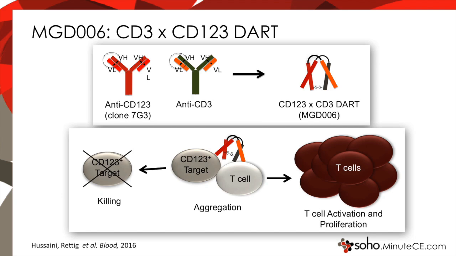This is just a cartoon of how we actually put this bispecific agent together. And we put the 123 scFv regions together with the CD3 scFvs, making a dual affinity agent called a dual affinity retargeting agent. And if it works, what we should see is that this will physically induce the interaction of a T cell with a CD123 AML target. The second thing that will happen on the right part of this slide is that the T cells will be activated and will expand. And then finally, on the left side of this slide, the targets will be killed by the T cells.